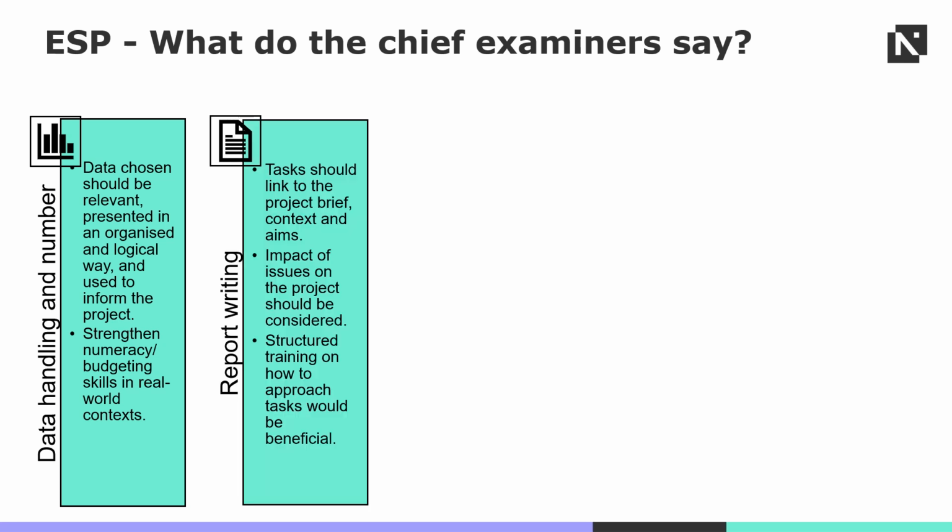In terms of report writing, it was identified that tasks should link back to the project brief, in terms of both context and aims, ensuring that the work remains focused and purposeful. Additionally, it's important to consider the impact of issues on the project, evaluating how these factors may influence outcomes. Structured training on how to approach tasks can provide valuable guidance and improve performance.